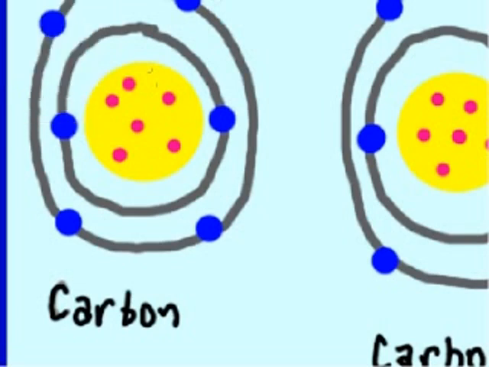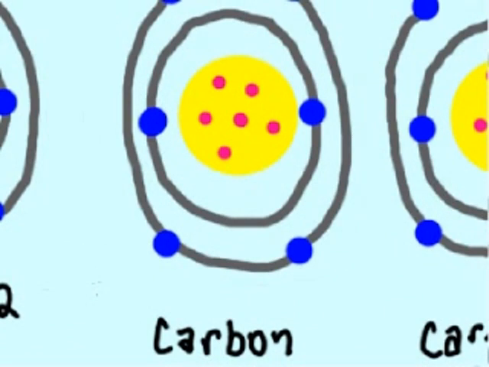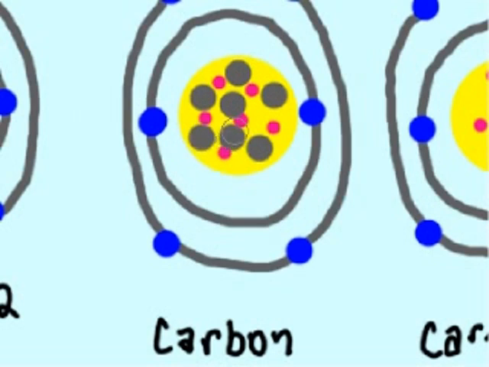Let's give the first one 6 neutrons. 1, 2, 3, 4, 5, 6. So that gives you 12 items in the nucleus. So this first carbon is going to be carbon 12. The second one, let's give it 7 neutrons. 1, 2, 3, 4, 5, 6, 7. It has 7 neutrons and 6 protons. So this carbon is carbon 13.